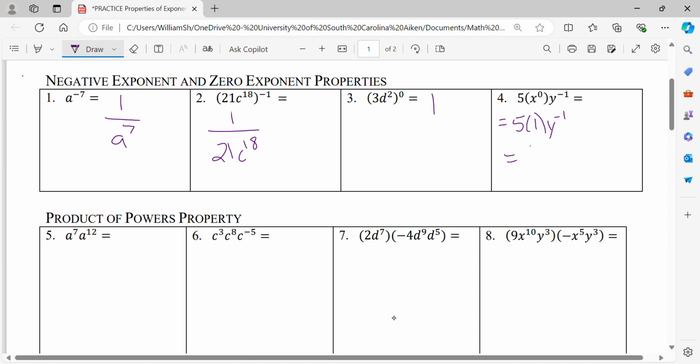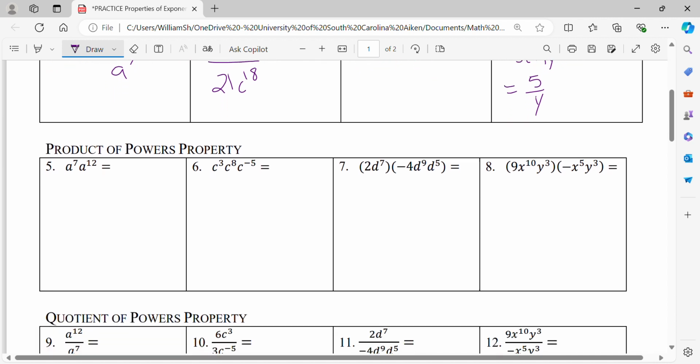5 times 1 is 5. And if I use my negative exponent property here, and I want to get rid of that negative exponent, I just need to bring my y to the bottom. Now you could put a 1 exponent on that y here if you want to, but you don't really have to, because anything raised to the 1 power is itself. And we're done. We've gone through the first 4 quite quick.